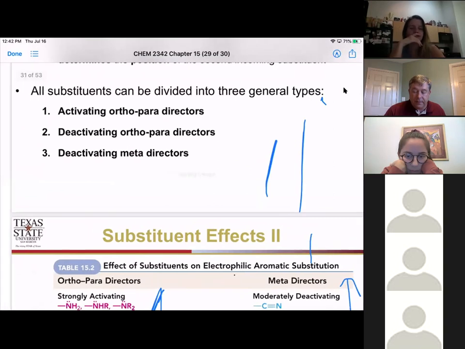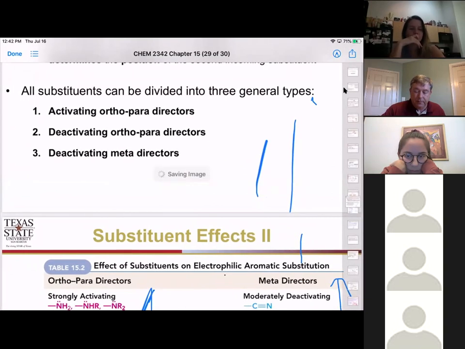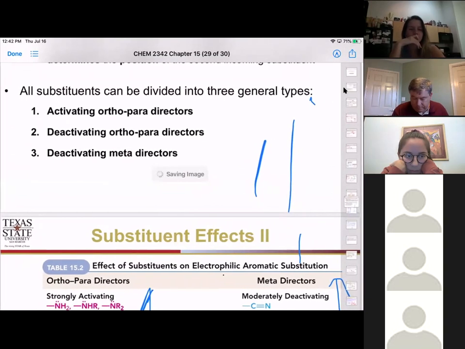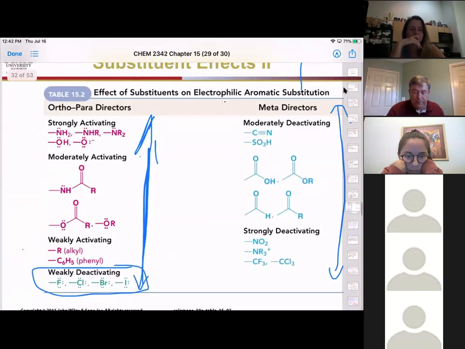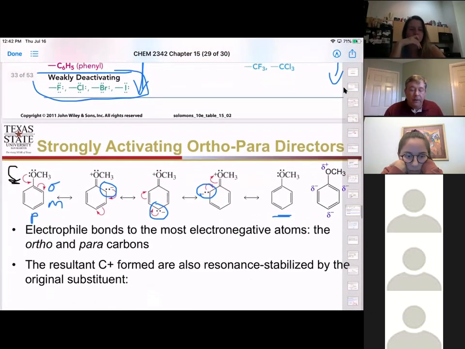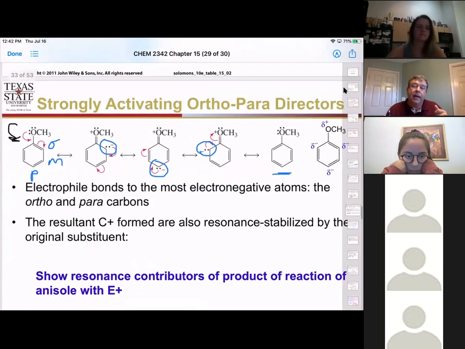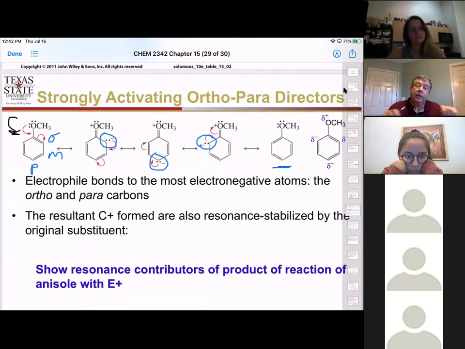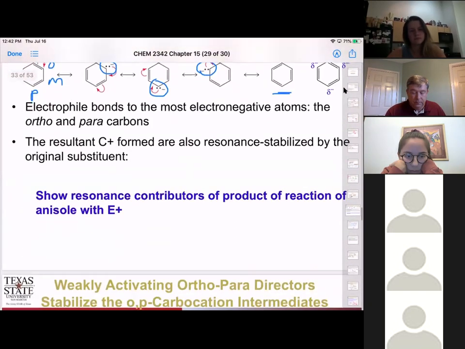Okay, and we went through why those activations work because of the stability of either having 3 or more resonance stabilized intermediates. Okay.